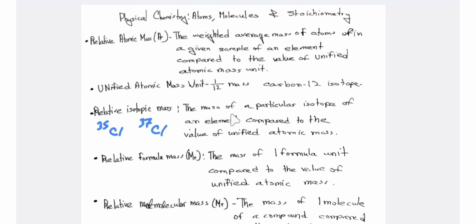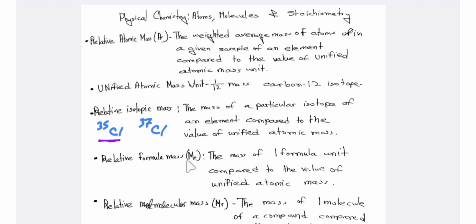So relative isotopic mass is the mass of a particular isotope. That means if we consider the isotope as chlorine-35, then it is the mass of a particular isotope of an element compared to the value of unified atomic mass. And what is unified atomic mass? 1/12 the mass of carbon-12 isotope.